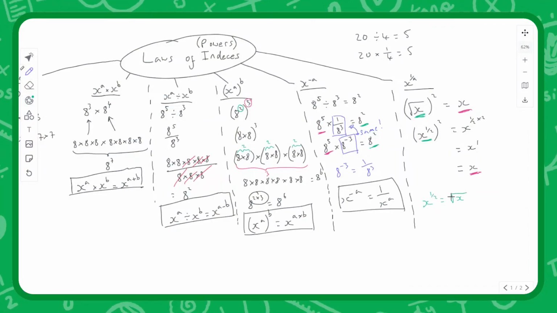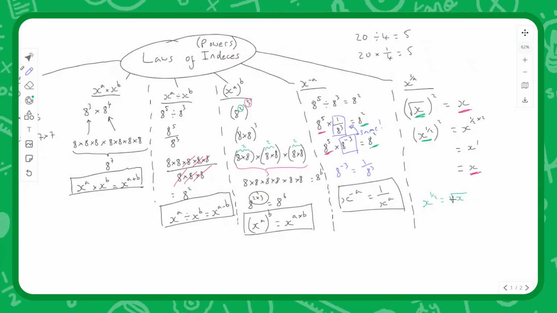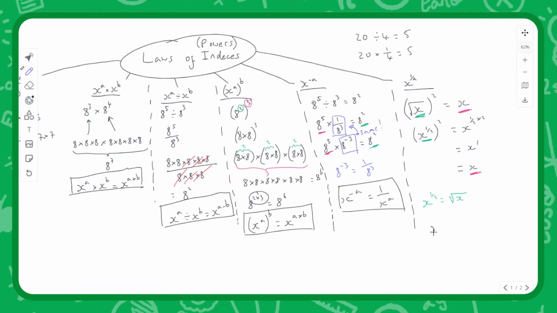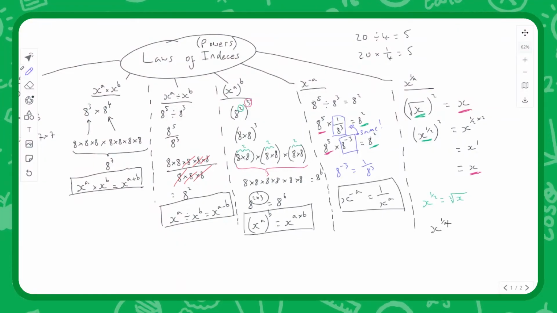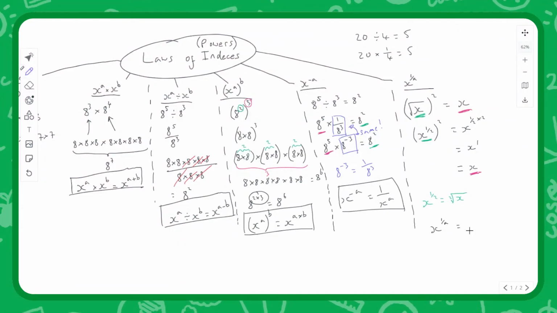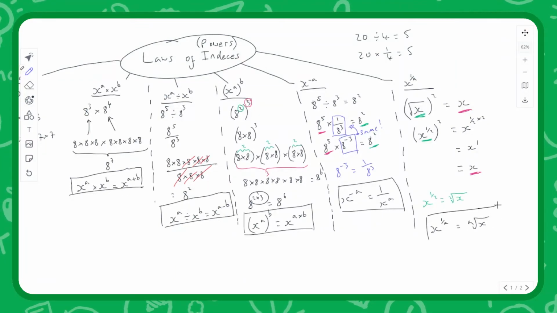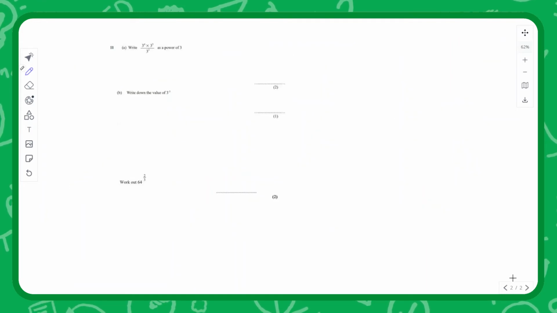And I might write this properly by putting a little 2 there. It's the square root of x. And in general, I know that anything to the 1 over a is just going to be equal to the a-th root of that thing. So that's our fifth and final power rule. Let's look at a couple of examples now.